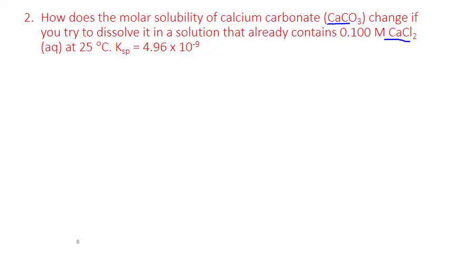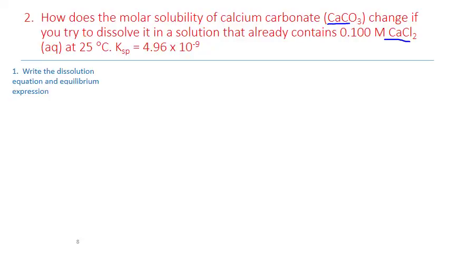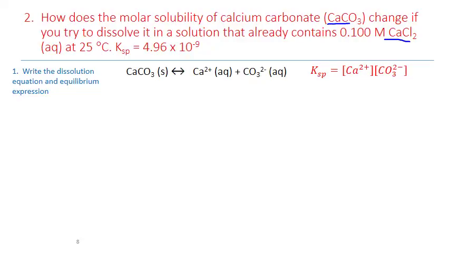In order to solve this problem, we're going to go through the exact same steps we did for water. We're going to write the dissolution equation and equilibrium expression first. And so we know for calcium carbonate it breaks up into 1 calcium and 1 carbonate ion. And there's our KSP expression for that. We're also going to create an ICE table.